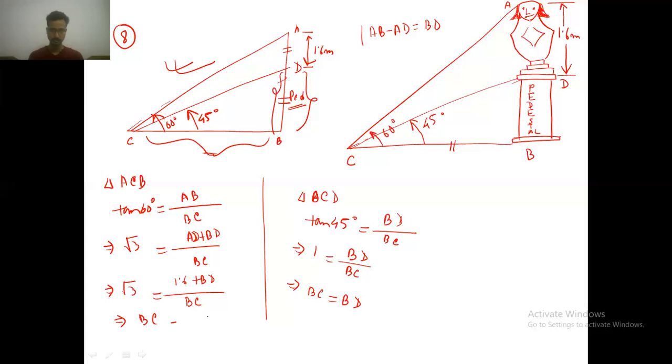Now see here also, if you equate for BC, if you cross multiply it, that will be 1.6 plus BD by root 3. We give it number 1 and here number 2. Now from 1 and 2, the left hand side is the same, so the right hand side will be equal. Left hand side is also BC, here also BC. So 1.6 plus BD by root 3 will be equal to BD.